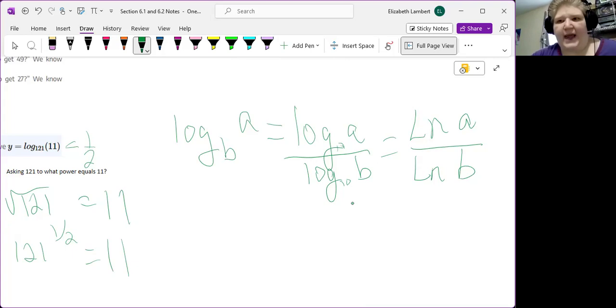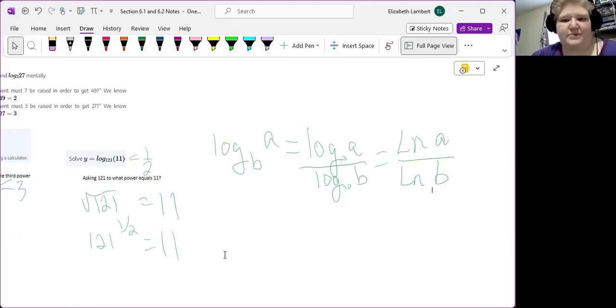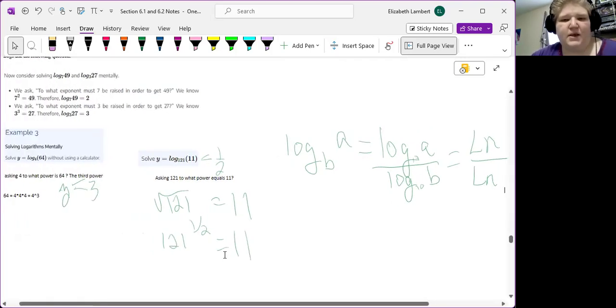So many people wrote IN. It was driving me bonkers last semester. Please don't write an I. It's an L. I know when you look at it typed, it looks like IN, but it's not. So if I wanted to know what this log equaled using the calculator, I would do the log of 11 over the log of 121, make sure my parenthesis closes after the 11, and it would tell me 0.5, which we know is 1/2.